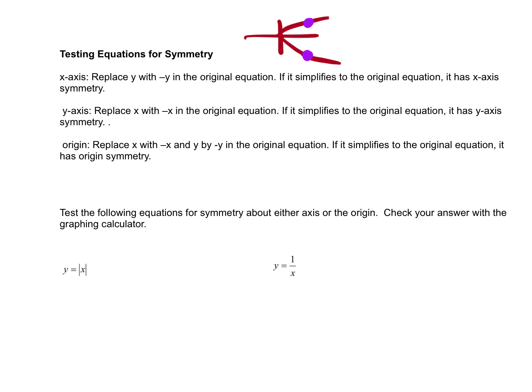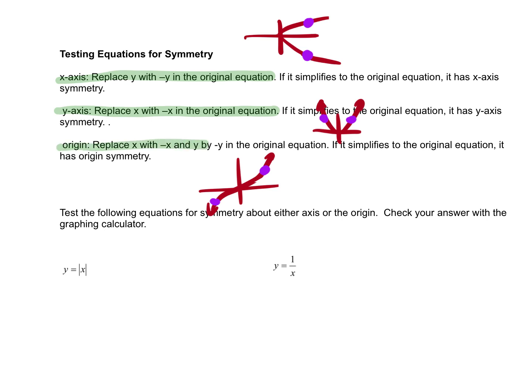For y-axis symmetry, same idea like we talked about earlier. If I replace x with negative x, because x and negative x should both give the same y value, it should give you the original equation. Same thing with the origin. If I replace x with negative x and y with negative y, because that's what we said was symmetric on the previous slide, then it's going to be symmetric to the origin. So this is very key: replacing y with negative y for x-axis symmetry, x with negative x for y-axis symmetry, and both for the origin test.